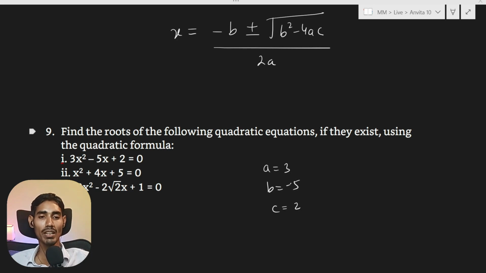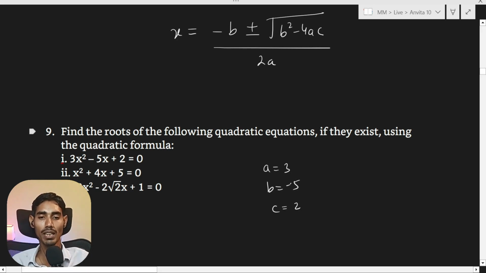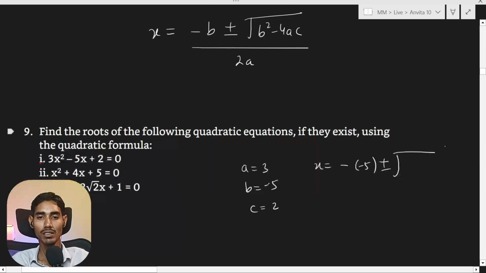Yes, sir. The a, b, c values are given, so the x value is going to be minus of minus 5, mind the negative sign, plus minus root of b square minus 4ac. So minus 5 square minus 4 times a, which is 3.